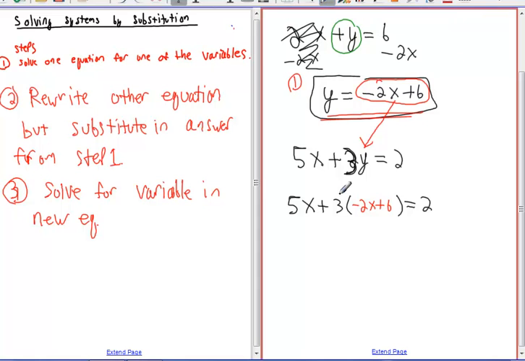Let's go with blue here. Distribute. Carry down. 3 times negative 2x, well, that's going to be negative 6x. 3 times positive 6 here, that's going to be 18. Equals 2. Combine these like terms, we have now negative 1x plus 18 equals 2.